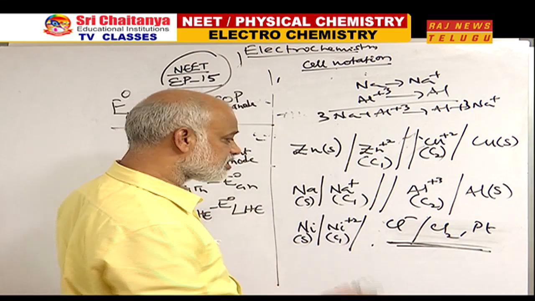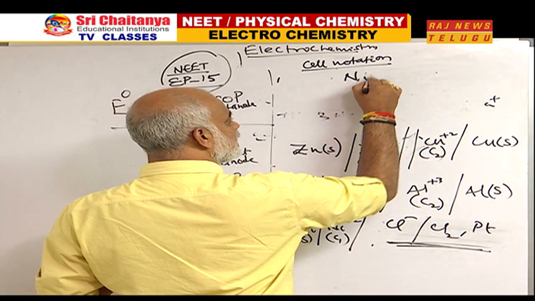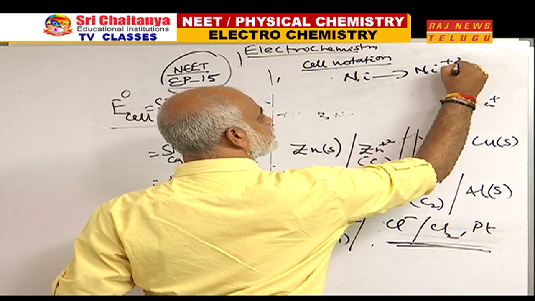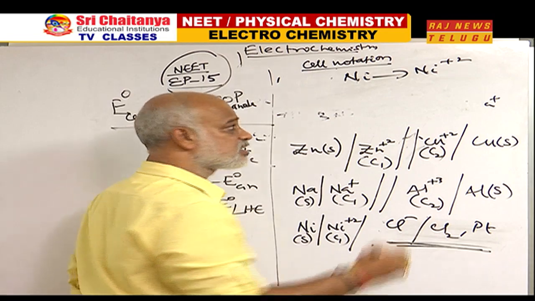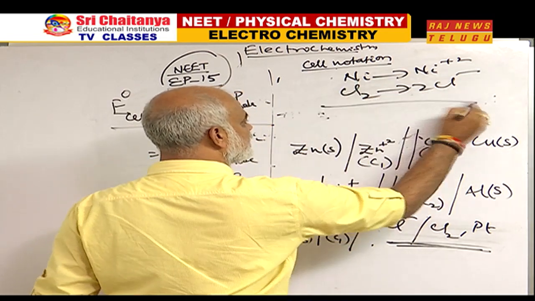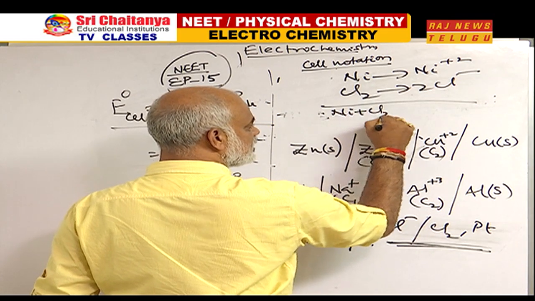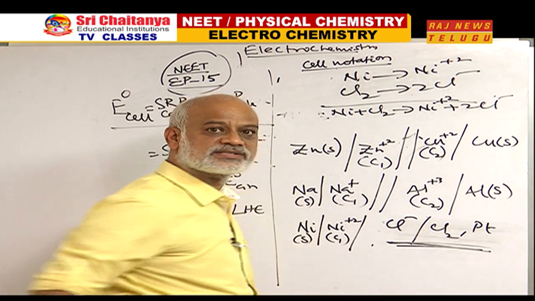Sir, how to write this also, please tell. What is our anode? Nickel. So, nickel gives nickel plus 2. Cathode, what should happen? Reduction. Cl2 gives 2Cl minus. Net reaction: nickel plus Cl2 gives nickel plus 2 plus 2Cl minus.